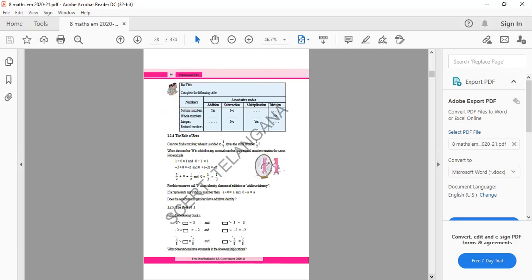Now associative is done. The role of the zero. Role of the zero means a zero should be added to the number. What you're going to get? Zero. What is the role of one? Role of zero means something you need to add with the number, that only will come. That is the role of zero.